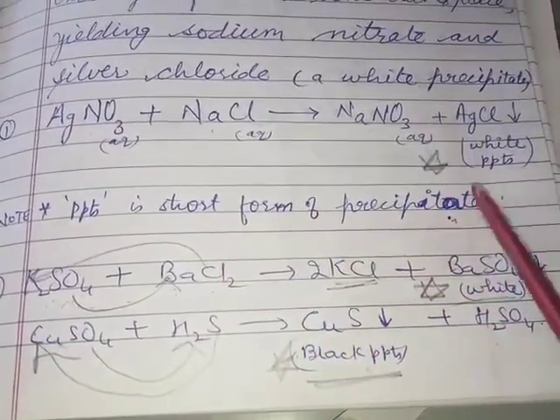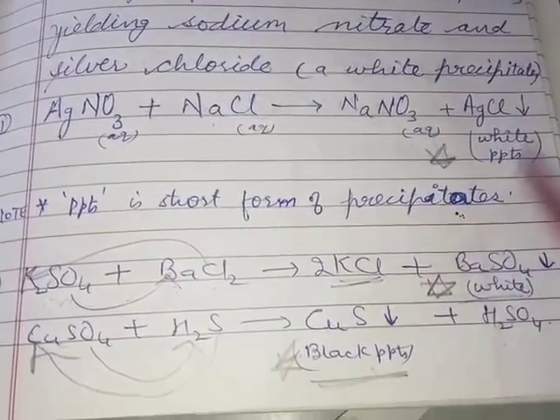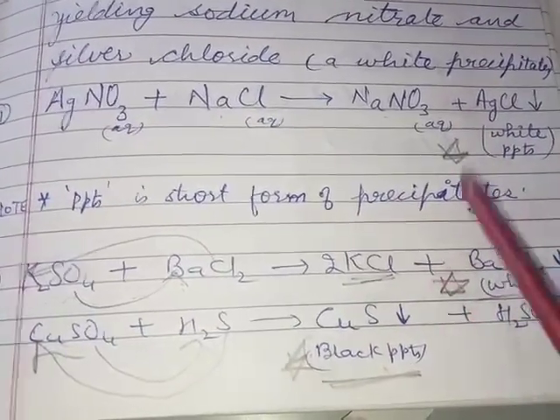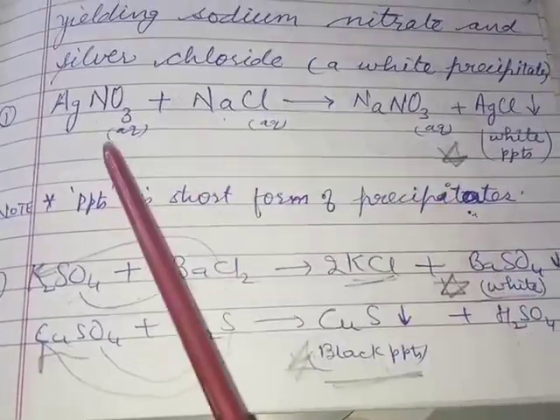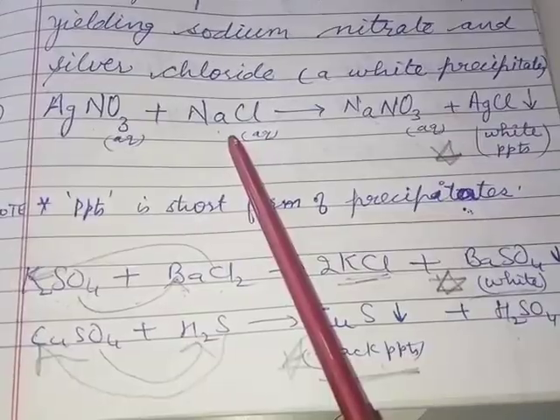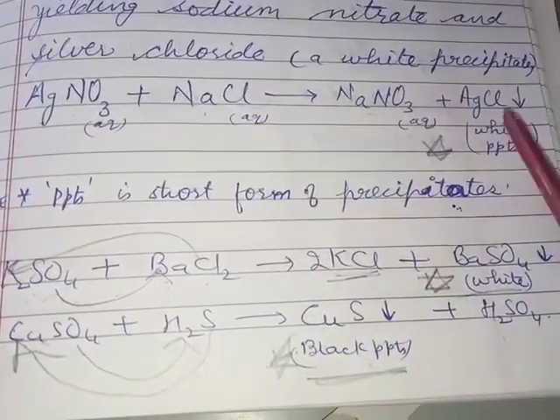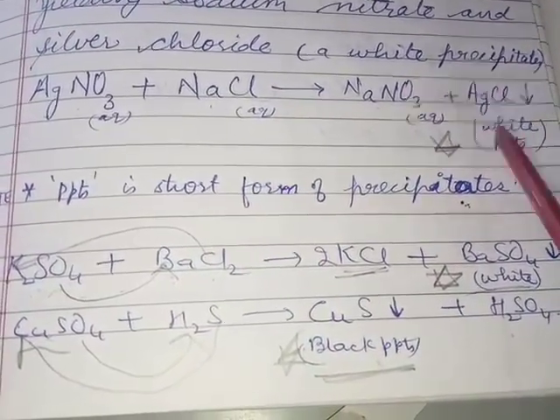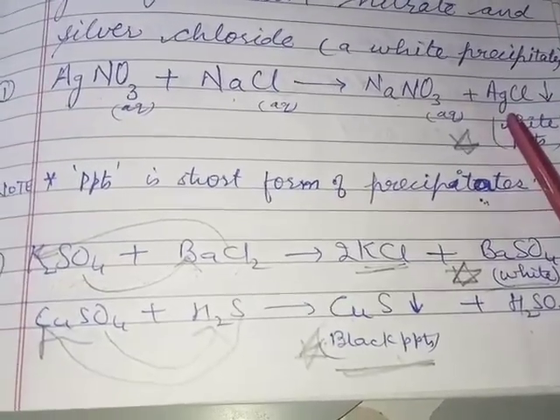You have to note down the colors also. Many questions come on it. At that time also I told you. The very first question you will get: what happens when silver nitrate reacts with sodium chloride? Write down the color of the precipitate formed and write its chemical formula also. That is the very first question you have got.